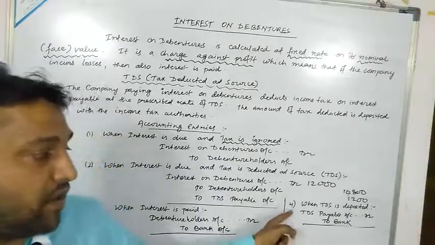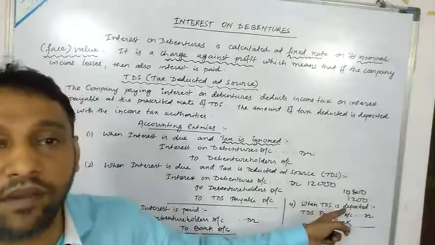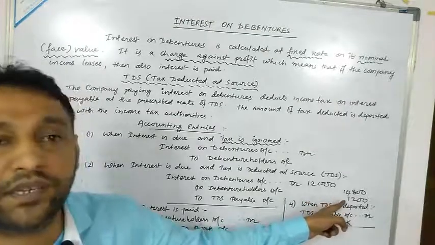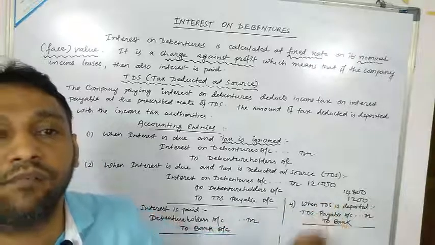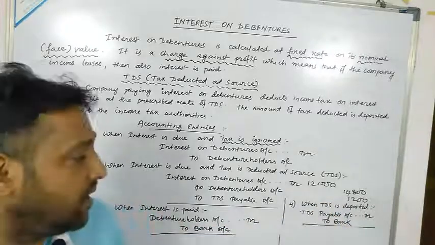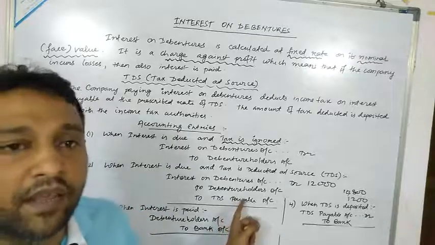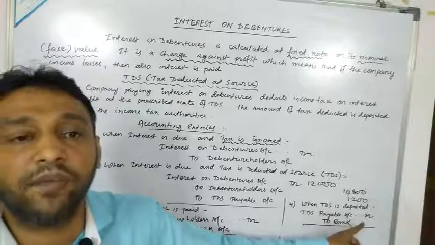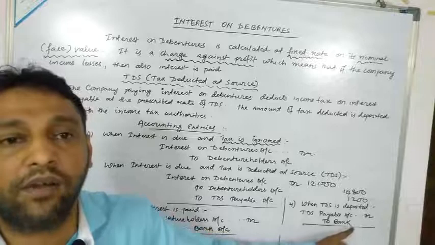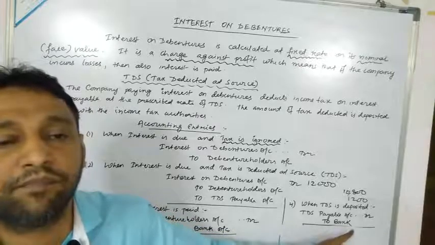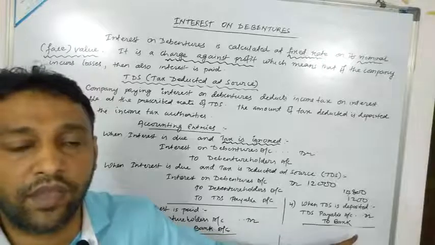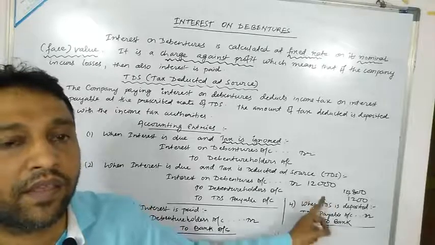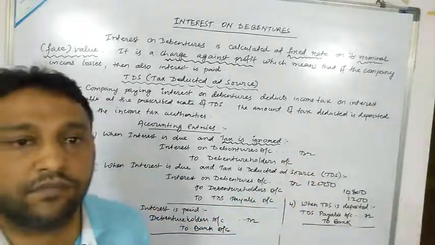Next, fourth bit, when TDS is deposited. Remember, out of this interest, this 1200 rupees which has been considered as TDS will be deposited to the income tax authority. So what will be the journal entry? In this case, TDS payable has been created. So TDS payable account would be debited. So the entry would be TDS payable account debited to bank account. Narration being income tax paid to the government. So this is how you are required to pass the journal entry in case of interest on debentures.